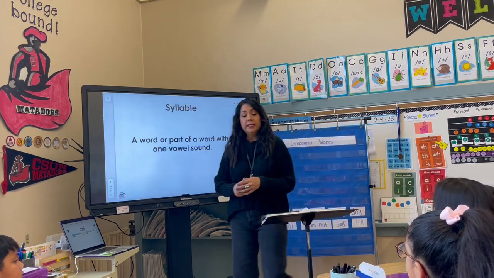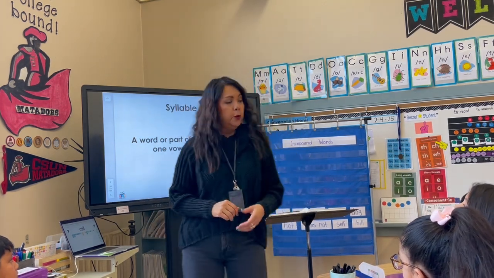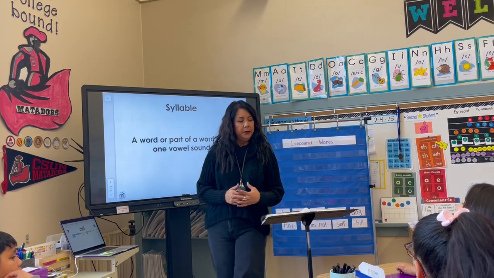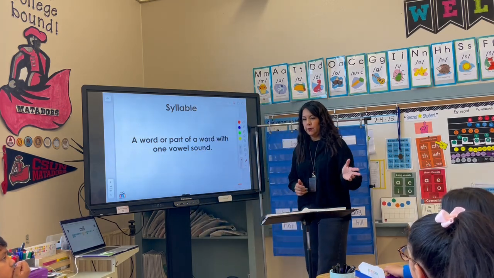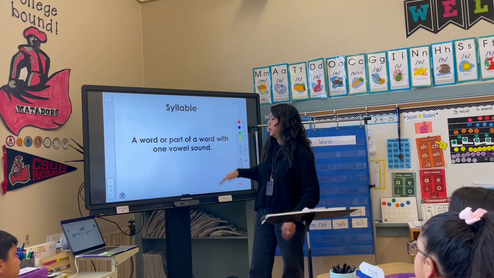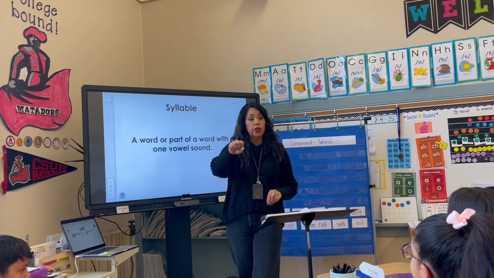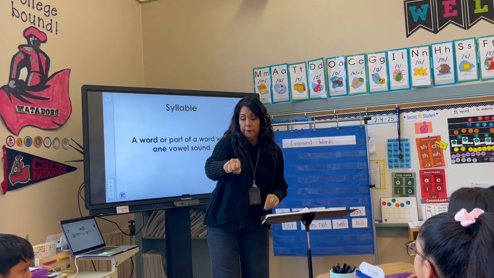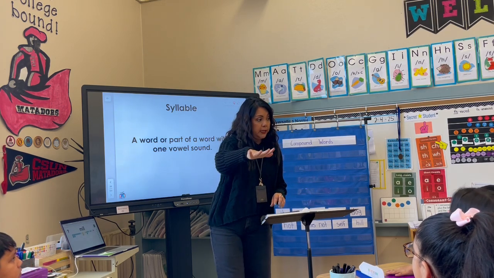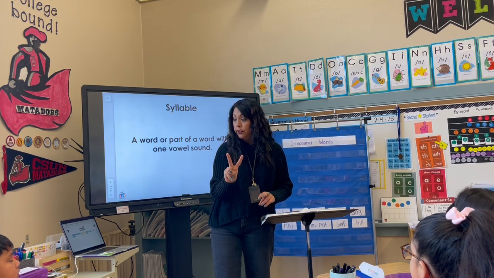For our new concept, what we're going to do today is review what a syllable is. Who remembers what a syllable is? Does anybody remember? We learned this last week. A syllable is a word or part of a word with one vowel sound. We know there are closed syllable words with the short vowel sound. We know there are open syllable words so far. Those are the ones we learned. We learned about silent E also, remember?